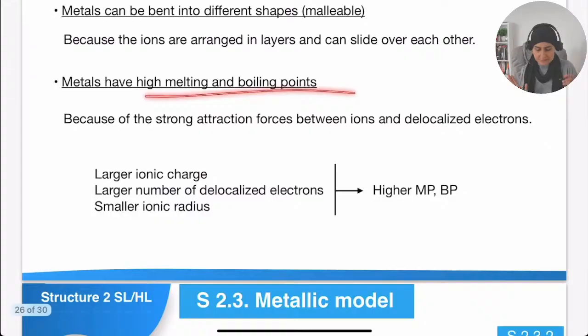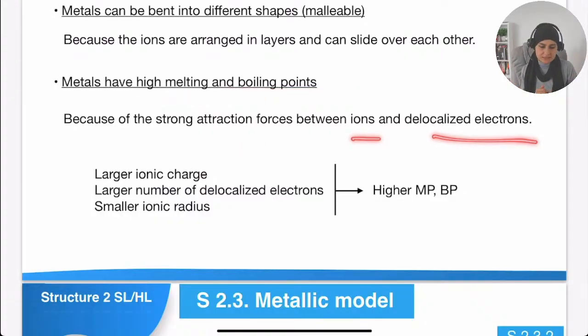Metals have high melting and boiling points. Why? Because of the strong attraction between ions and delocalized electrons. And guess what? The more delocalized electrons you have, the larger the ionic charge, and the smaller the ionic radius, the higher the melting and boiling point would be.